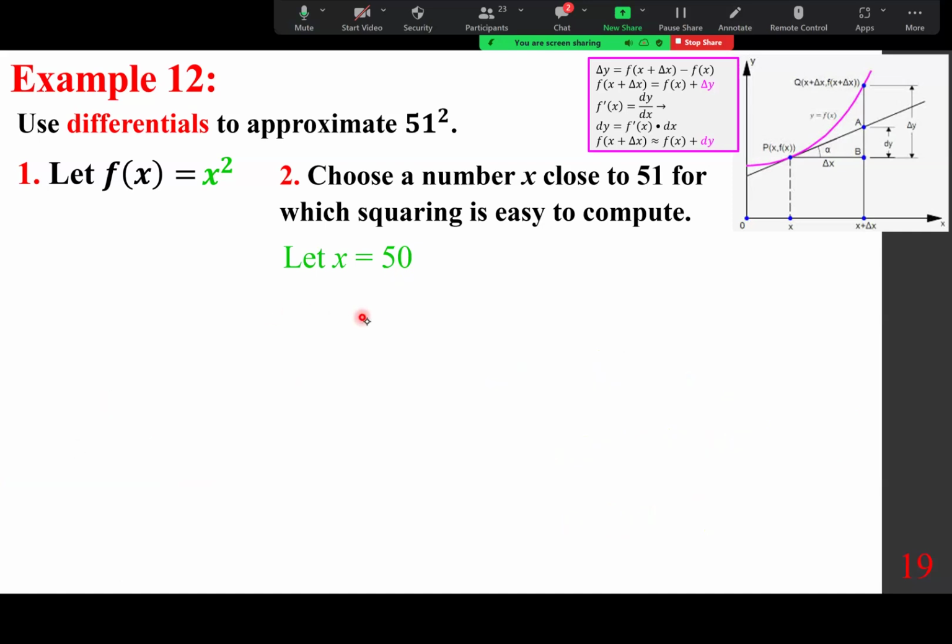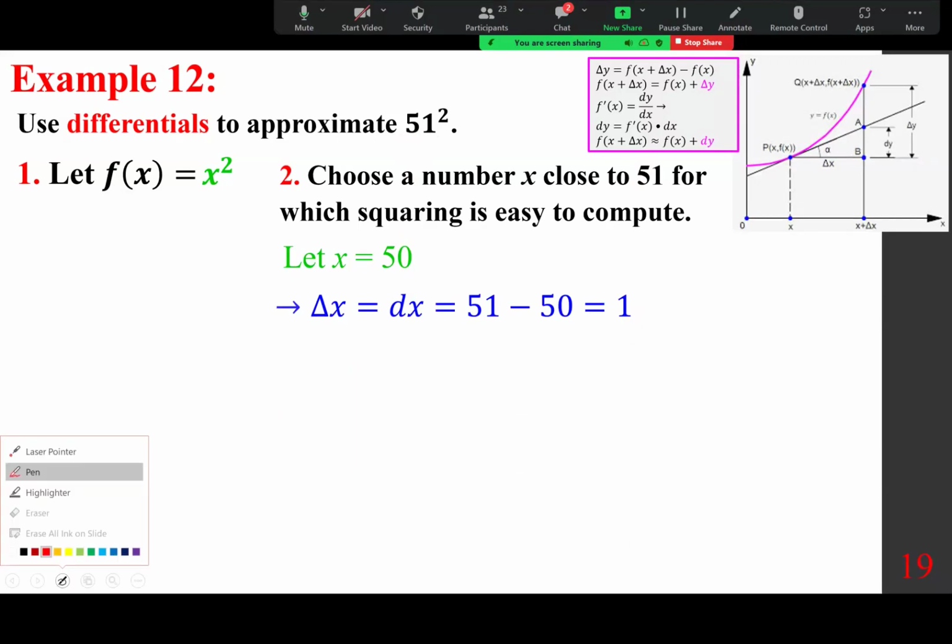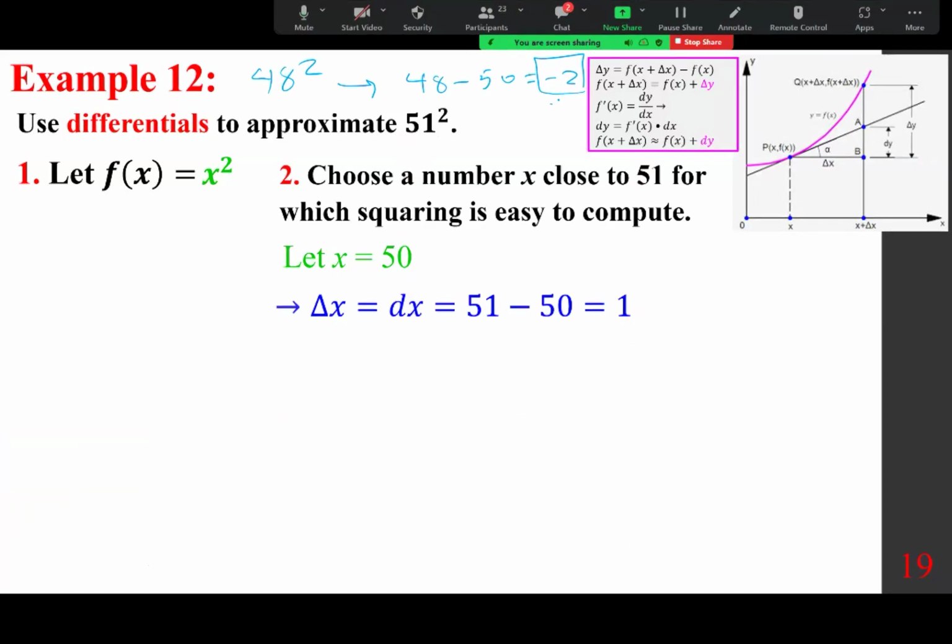So what is dx or delta x? 50 is the easy number that we are going to work with. And from 50 squared, we want to go to 51 squared. We want to make it larger. So the difference between 51 and 50 is delta x or dx, which is positive 1. And I can't emphasize this enough that it's positive 1, because if I was interested in finding, for example, 48 squared, then I would say 48 minus 50 is negative 2. This would be delta x or dx, okay? It would be negative.